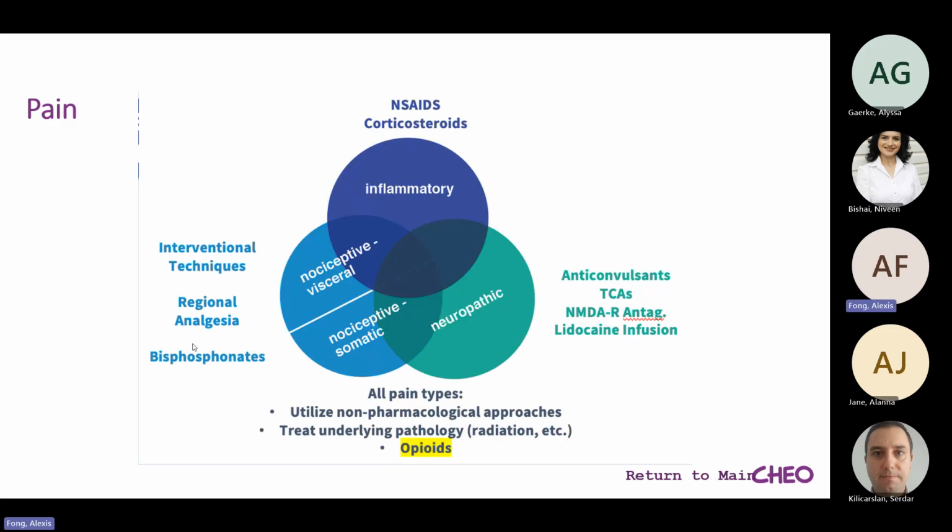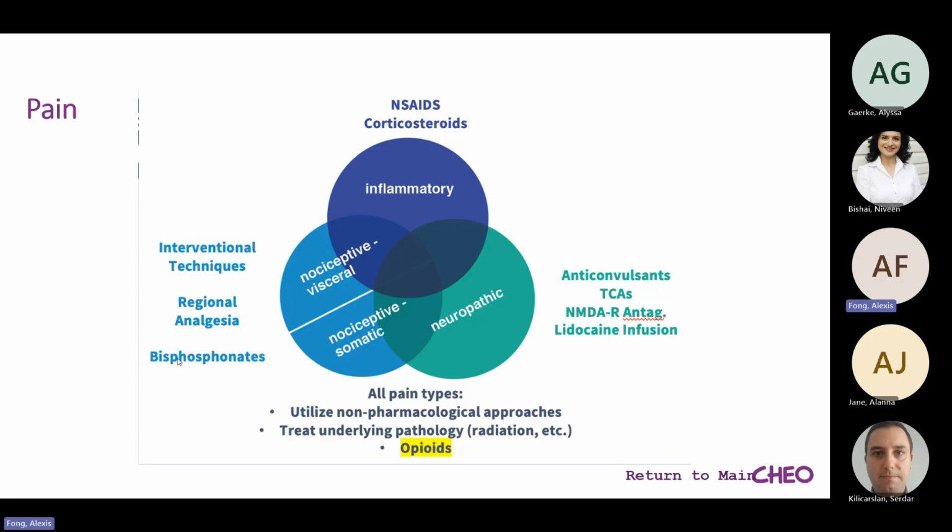And then this is just a really nice Venn diagram for all the different types of pain and all the different adjuvant things we can try. Generally speaking, again, our opioids are our mainstay for all pain types. Try to utilize non-pharmacologic approaches, like avoiding triggers for pain, movement, etc. If there are specific things, distraction, etc. And then treat underlying pathology.